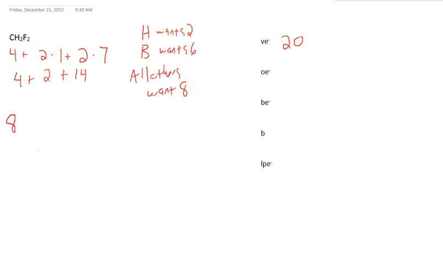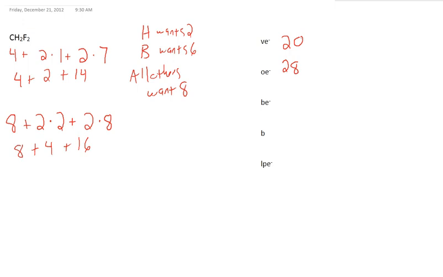Carbon wants 8. We have 2 hydrogens, and they each want 2. So 2 wanting 2 plus fluorine. It's not a special case. So 2 fluorines times the 8 that they want. 8 plus 4 plus 16. This will give us a total of 28 that we would like to have. Okay, so we have 20, we want 28.